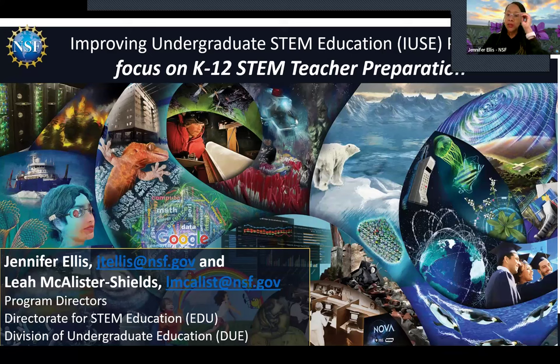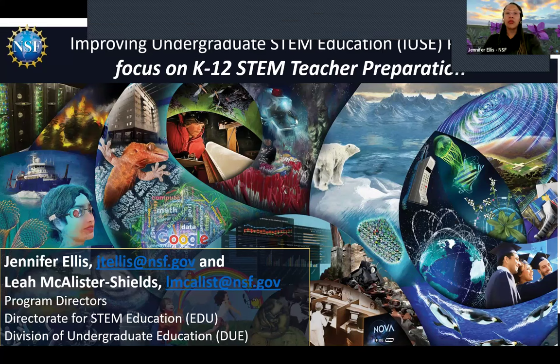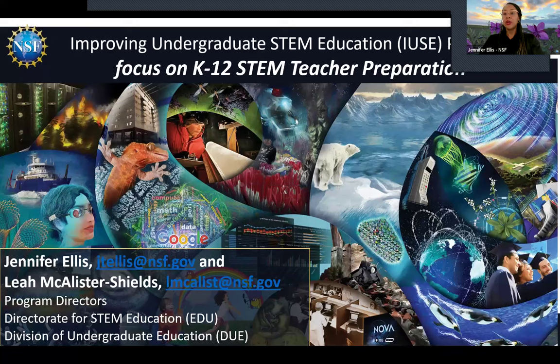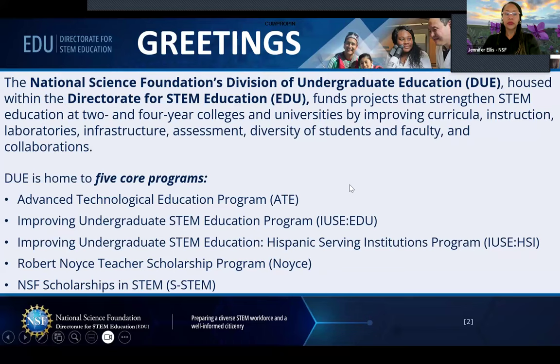The reason why I mentioned the Robert Noyce Teacher Scholarship Program is because we help co-fund the Improving Undergraduate STEM Education program, with a focus on K-12 STEM teacher preparation. So we use a combination of IUSE funding and funding from Noyce to help support K-12 STEM teacher preparation. And so we're glad to share a bit of information about IUSE focusing specifically on STEM teacher preparation and hope to receive proposals from your institutions in January or July.